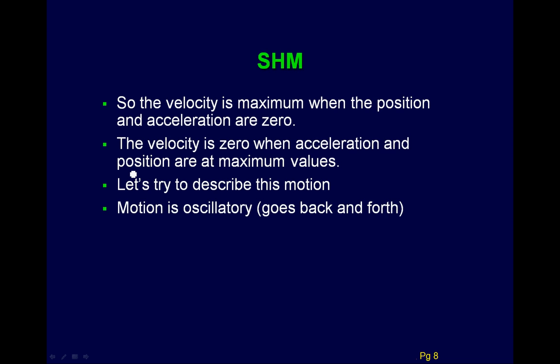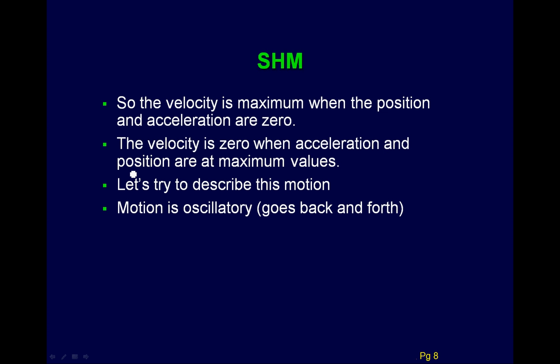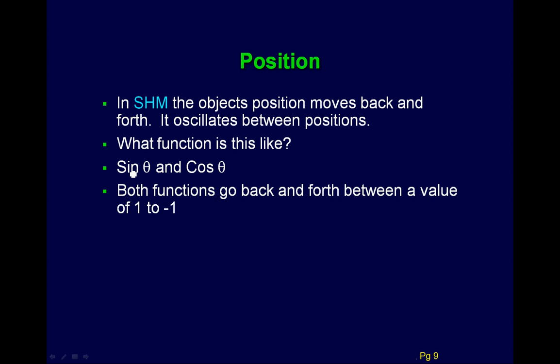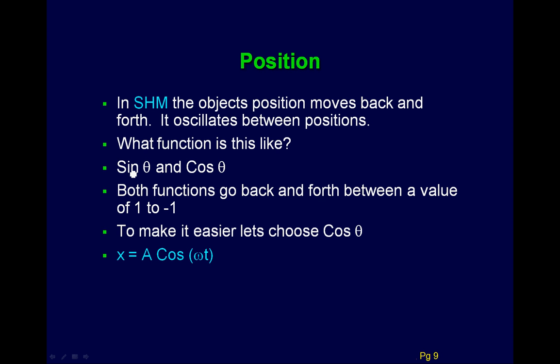So let's describe this motion. So it's oscillatory motion, goes back and forth, and we're going to try to look at it and see if we can describe it with some kind of equations. So what function looks like this? Well, the sine and cosine functions look like oscillations. Both functions go back and forth between 1 and -1. Now to make it easier, we'll just pick the cosine function to start with describing this.